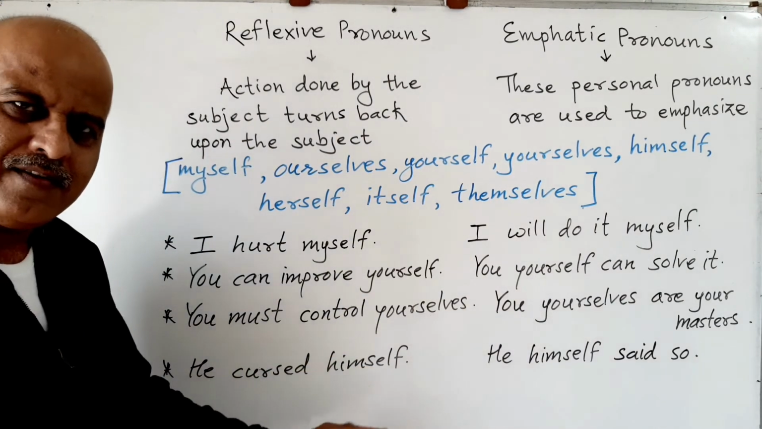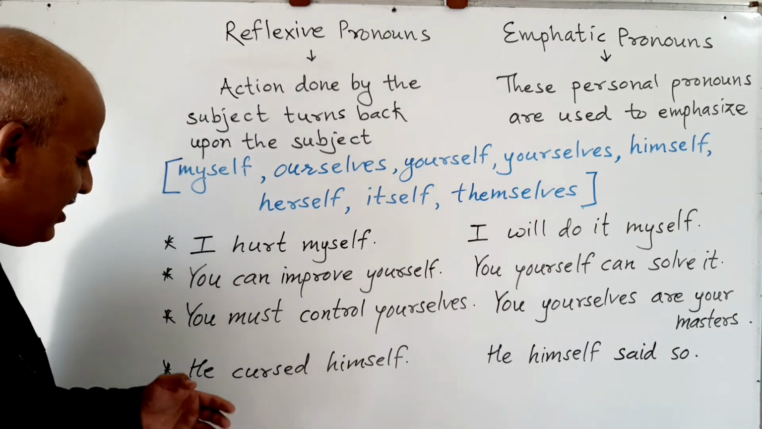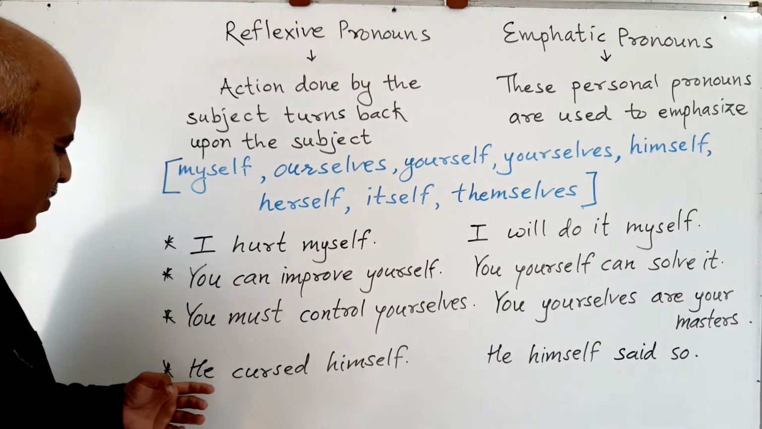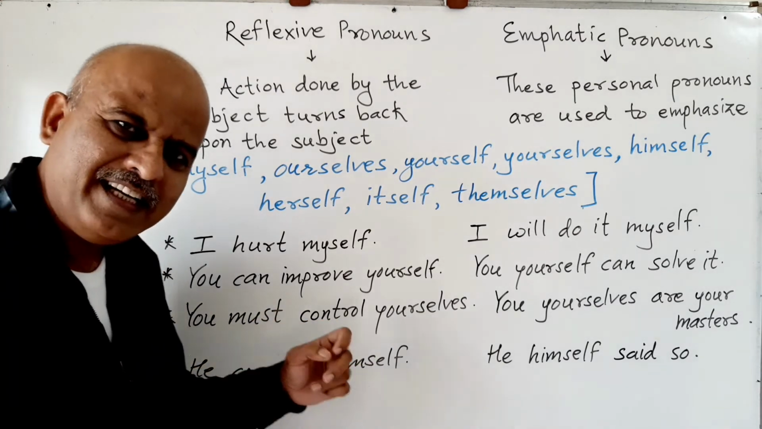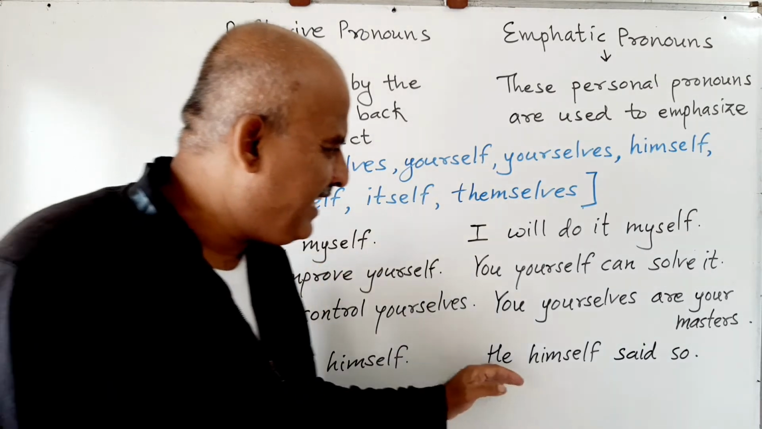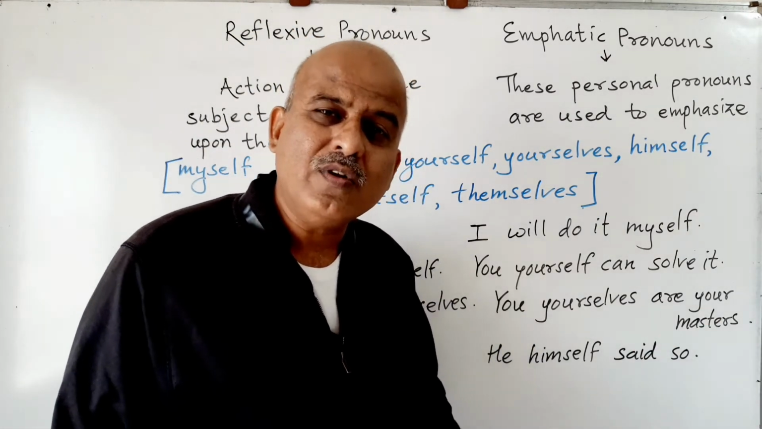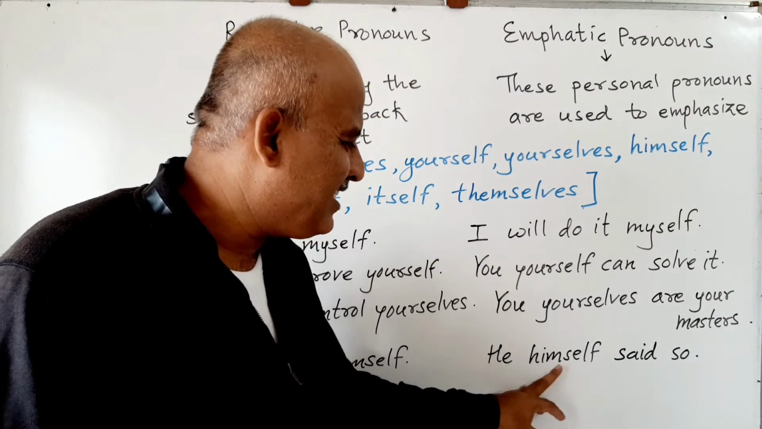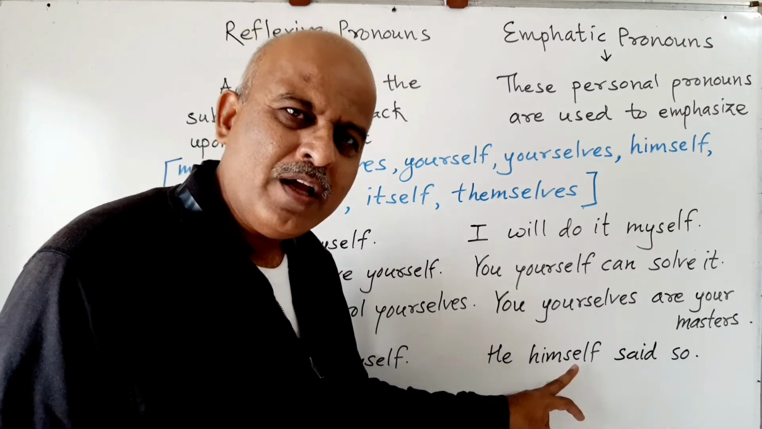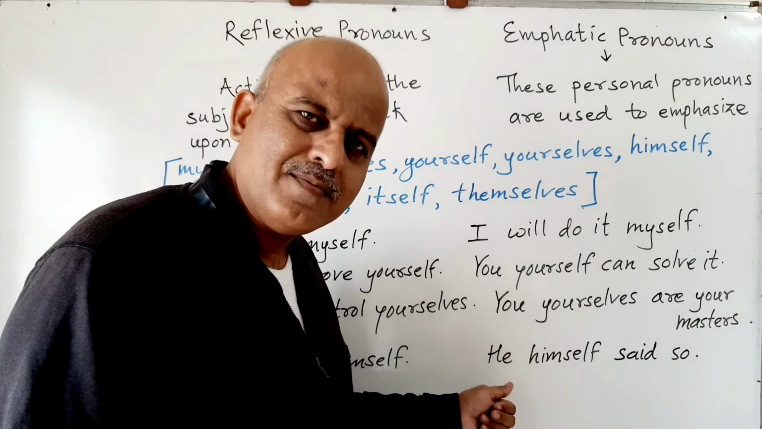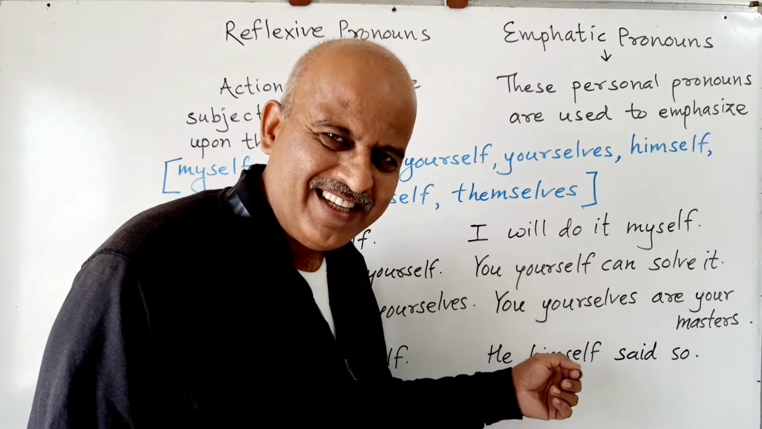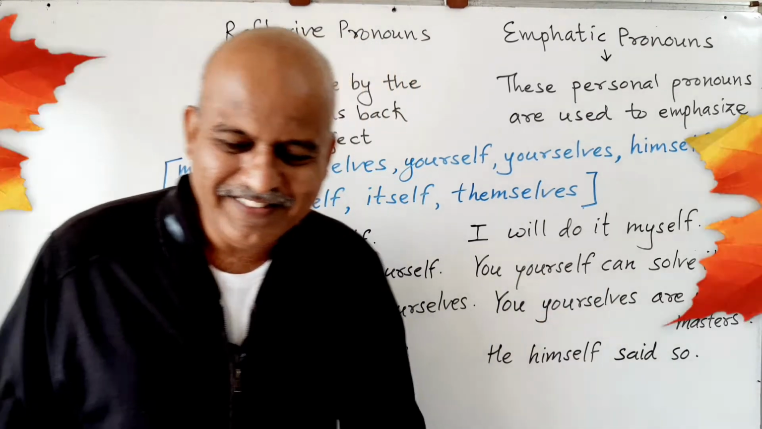He cursed himself. Doer of the action is he. On whom is the action taking place? Himself. So himself is a reflexive pronoun. And he himself said so. Who said so? He himself. We are using himself to stress he. That's why it is emphatic pronoun. It emphasizes the subject he. Understood? Okay. Let's move forward.